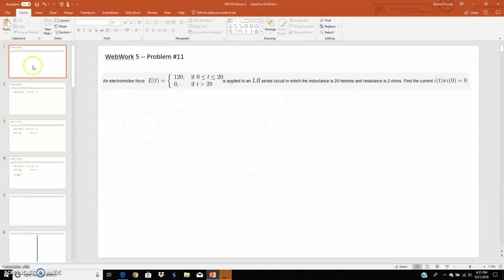Hello there everyone, my name is Daniel Arnellis, and today I'll be walking you through problem number 11, web work number 5. The problem we have is an electromotive force E of t, different at different values of t, is applied to an LR series circuit in which the inductance is 20, the resistance is 2, and the initial condition is I of 0 equals 0.